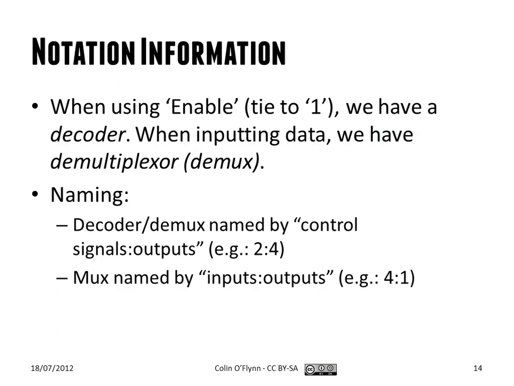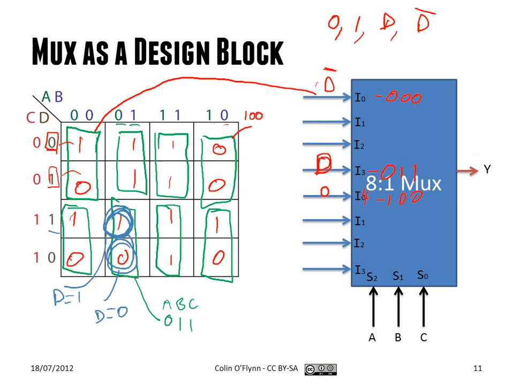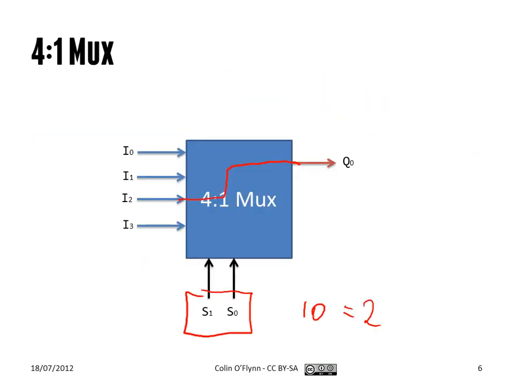So that just has that written out. Note when we name decoders or demux, we call it by control inputs colon output symbols. So this example was a 2-to-4 decoder, or 2-to-4 demux, two address lines here, four output lines here. For some reason, again, I don't know why it's different, but with a mux, we call it a 4-to-1 mux, so four inputs, one output, and there's still two address lines here.